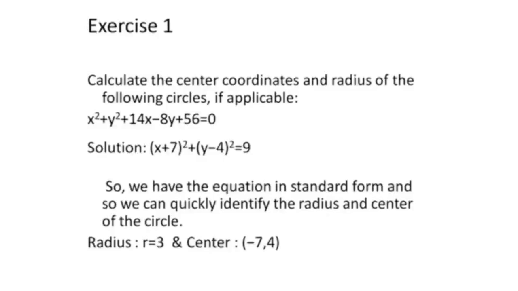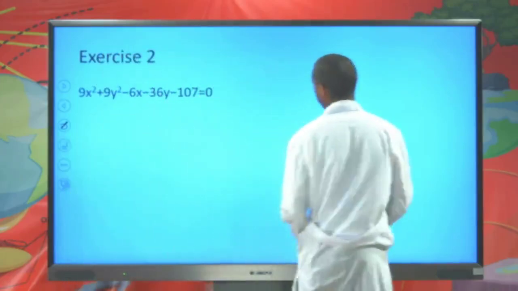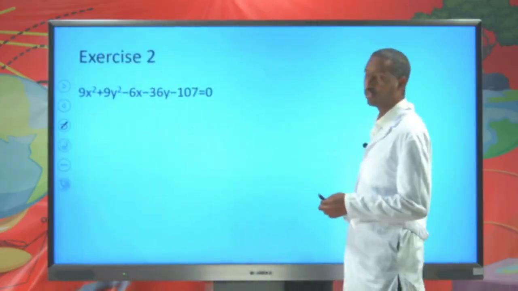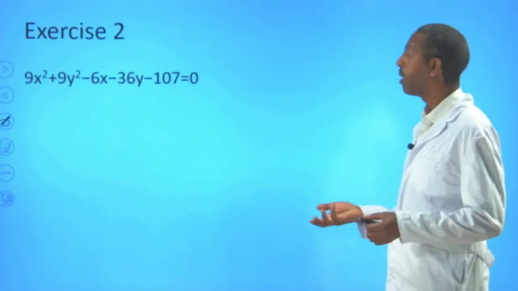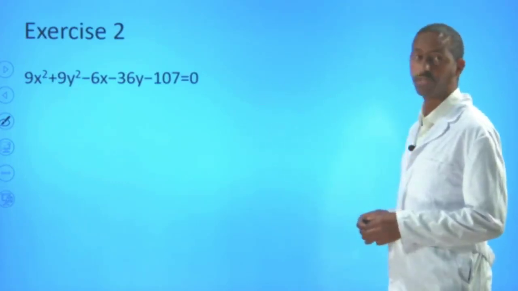So this is the solution. Once you rewrite the given equation in standard form, you can easily find the radius and also the center of the circle. So let's see exercise 2. This is given, again, not written in standard form. So what is expected from us is that we have to rewrite it in standard form first.